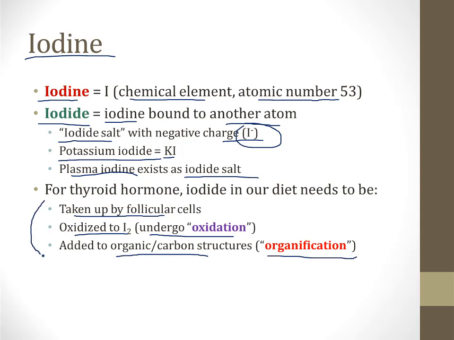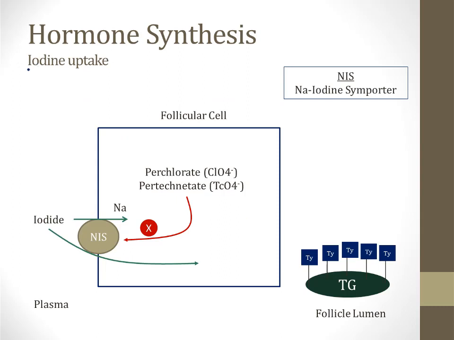And we're going to talk about these 3 steps of incorporating iodine into thyroid hormone. They're very high yield for you to know. For step 1, the first step is iodine uptake by cells of the thyroid gland. On the screen, I've drawn a follicular cell of the thyroid gland.